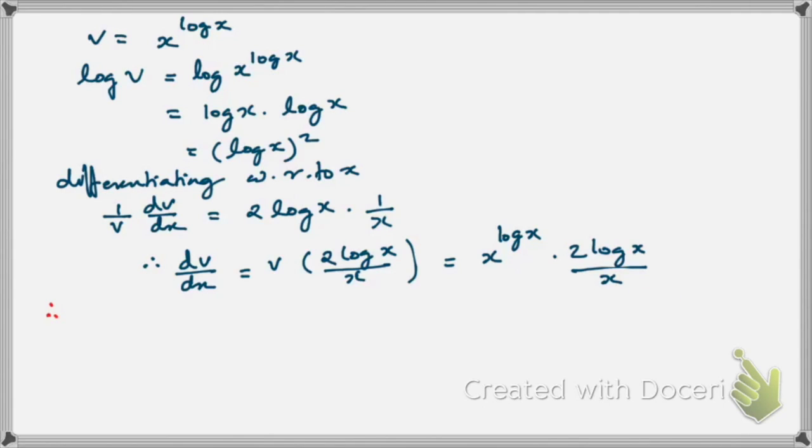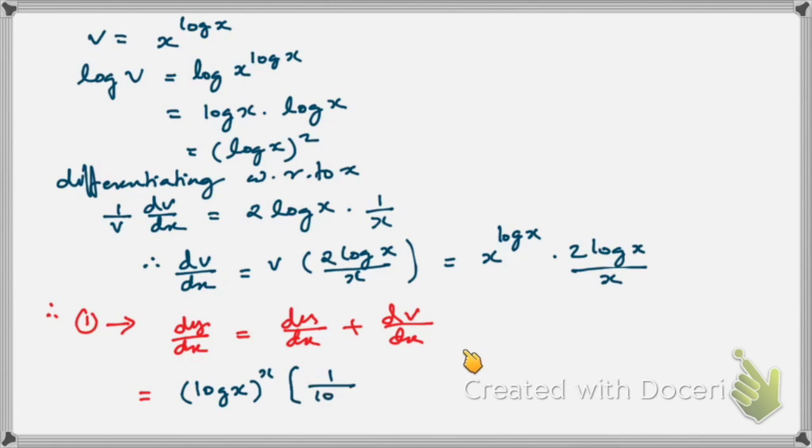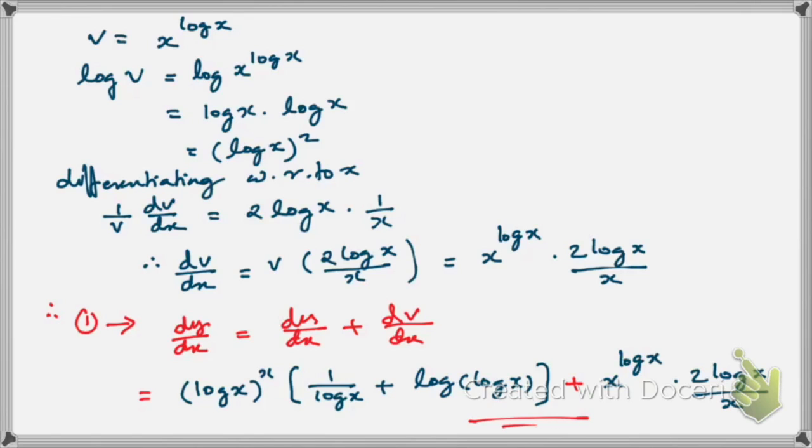So I go back to equation number 1 and write what my dy by dx is. dy by dx is du by dx plus dv by dx. And I copy both the answers. I copy my du by dx plus my dv by dx, which I got here, which is the answer.